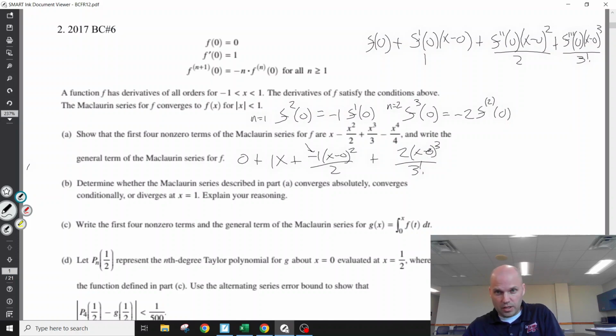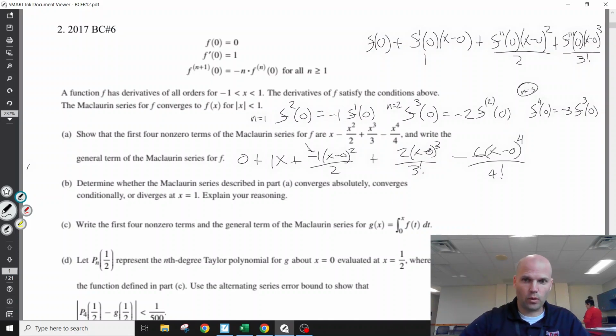Okay, 1, 2, 3. We need to do the next one. The fourth derivative, this is when n is 3, equals -3 times the third derivative. The third derivative was +2. So the fourth derivative would be -6. The 6 will cancel with the 3 factorial and just leave a 4.